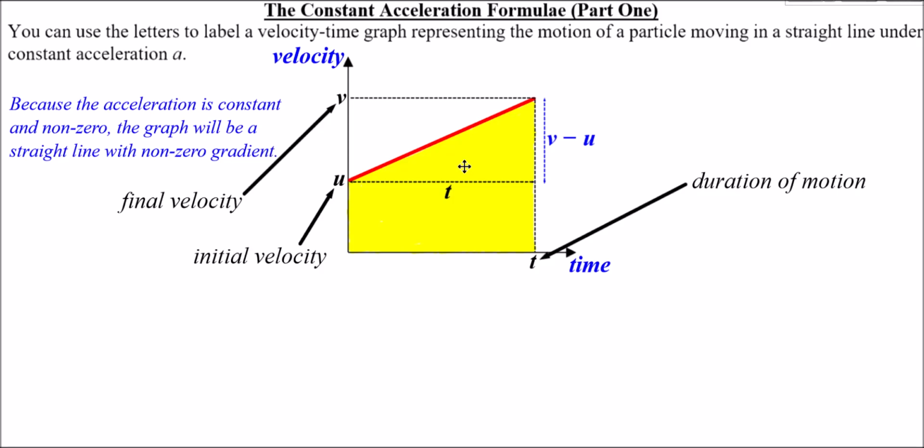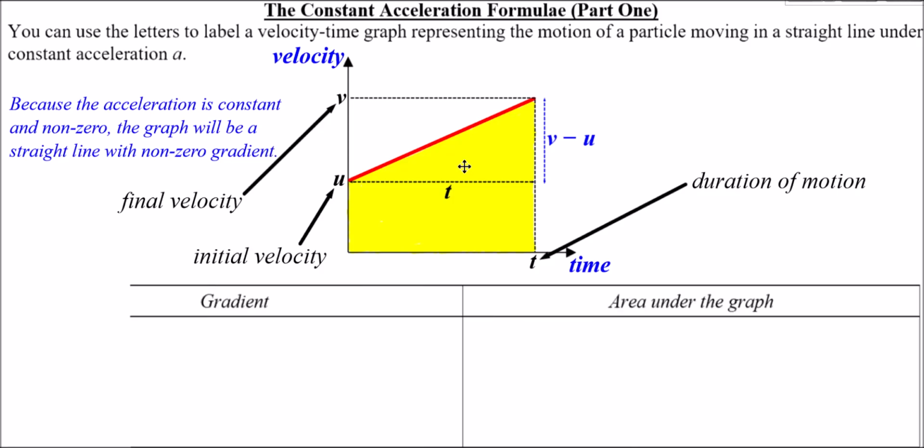So on those notes, let's see if we can calculate, in terms of these letters, some formulae for both the acceleration and the displacement. So, first off, the gradient. Gradient is the change in the vertical divided by the change in the horizontal. So in our case, it's the change in velocity divided by time.